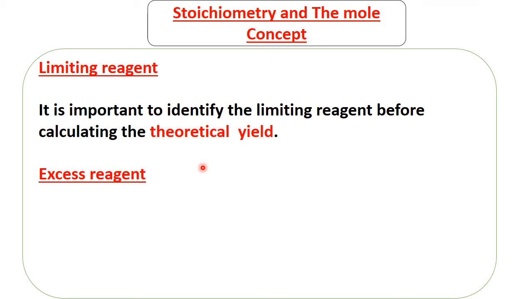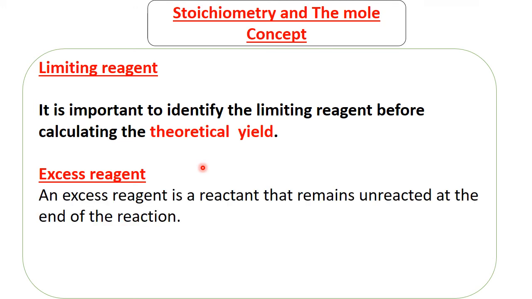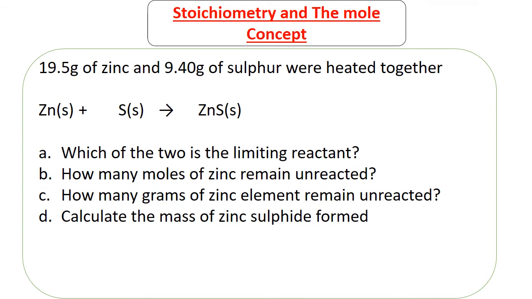With that being said, we're going to take a look at the last terminology, which is excess reagent. Excess reagent is just the opposite of limiting reagent. Limiting reagent is the one which finishes first, while excess reagent is a reactant that remains unreacted at the end of the reaction. So once the limiting reagent is depleted, what remains is the excess reagent, and that one will just remain unreacted.